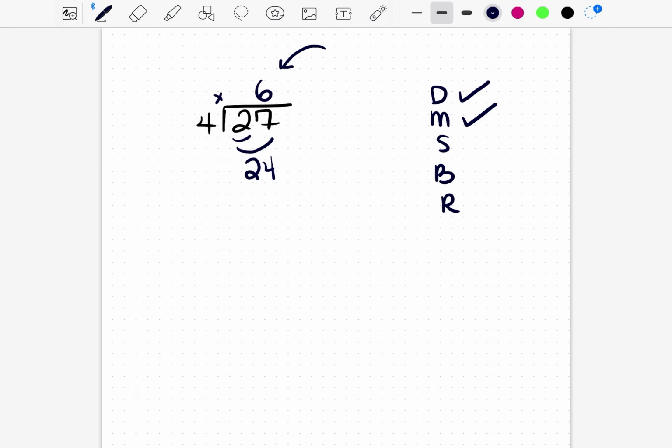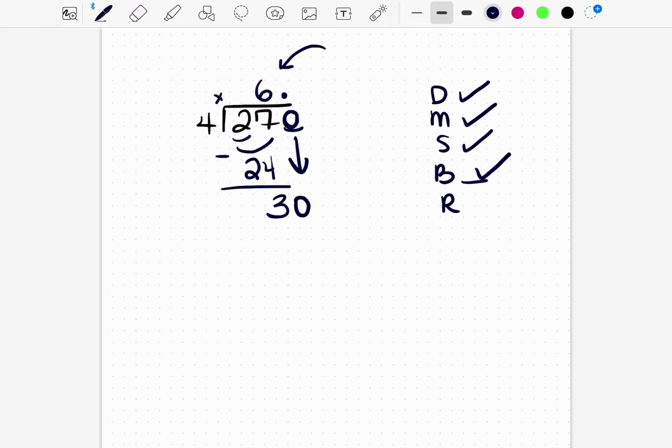So then what do we do next? The next thing is to subtract. 27 minus 24 is equal to 3. What do we do next? We bring down. Well, there's not another number to bring down, so what can we add? We can add a 0, but what's the caveat? We need to put a decimal point in the answer. Okay, so now we bring down that 0.